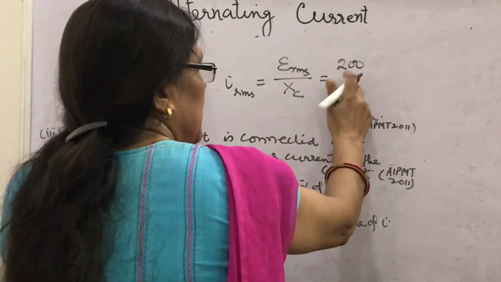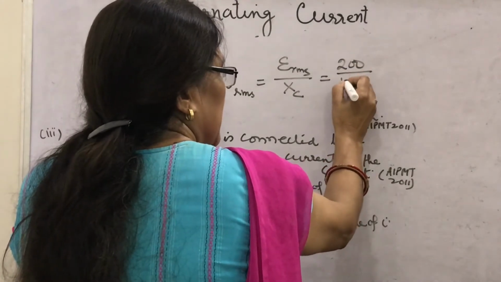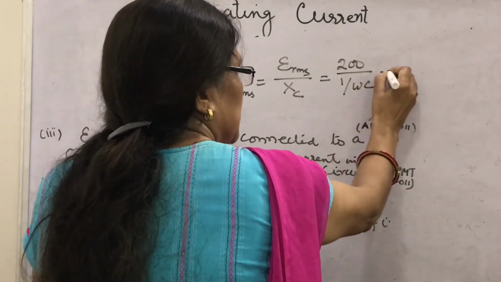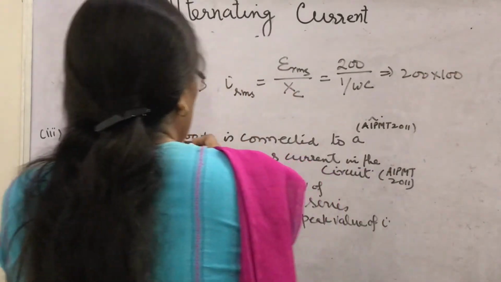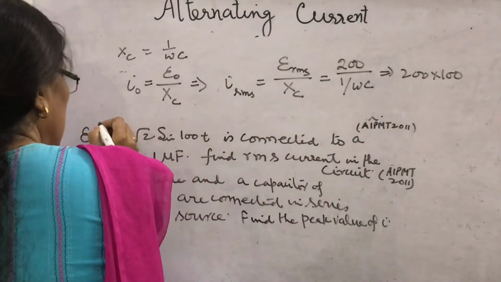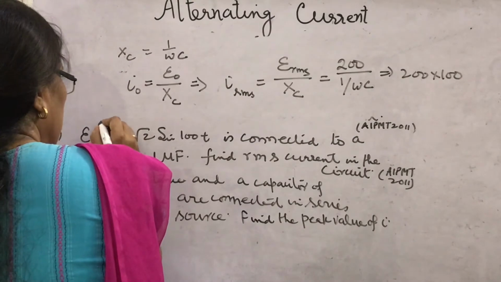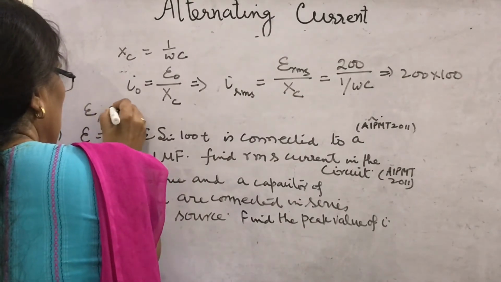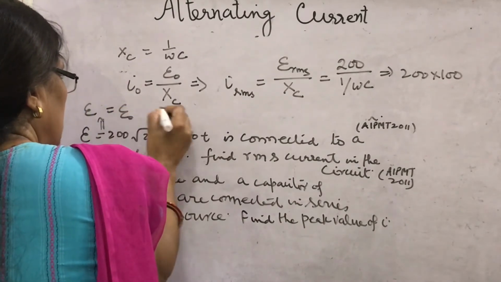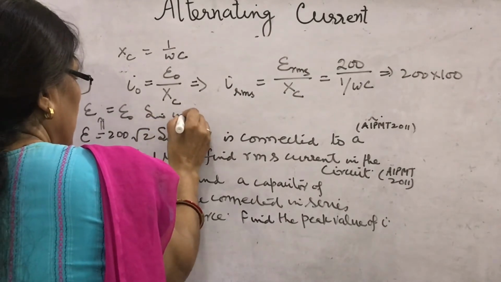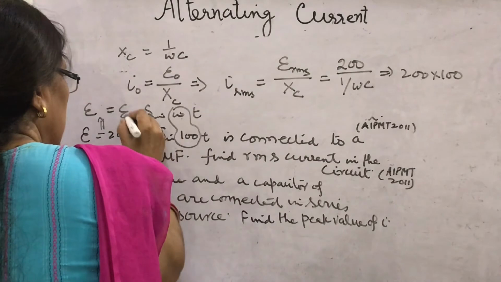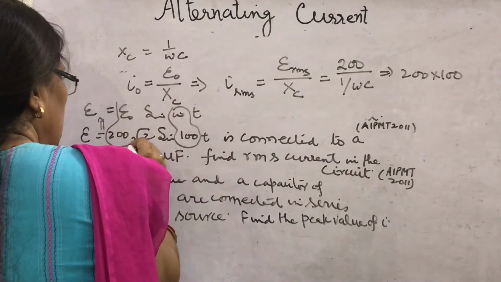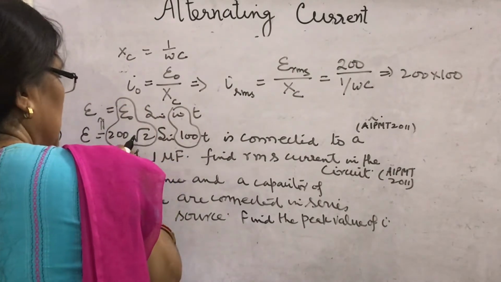Then what will you find here? This is 1 upon omega C. So you will find 200 into 100. You will compare. You will write here: this expression can be written as E equal to E naught sine omega t. So what is here? Omega, that is 100, and E naught, that is 200 root 2.